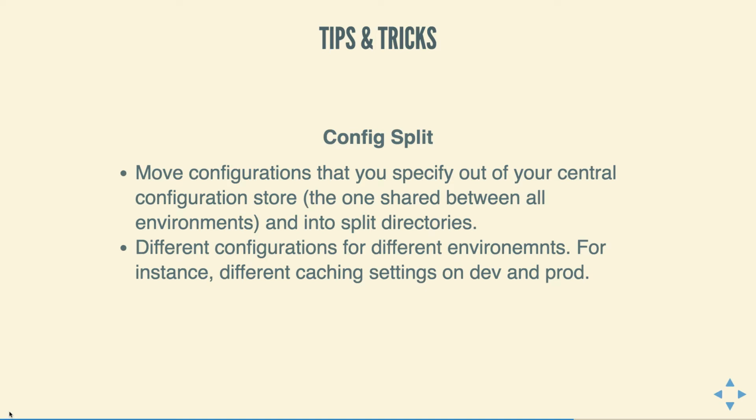Next we have config split. This is probably one of my favorite configuration-related modules. It's really cool. What it allows you to do is store different versions of your configuration files based on your different environments. A good example of this would probably be caching settings, right? When you're working locally, you probably don't want your caching settings turned on because it slows you down. You have to clear the cache all the time. It's just easier to leave them off. In production, you definitely want your caching settings turned on for performance reasons.